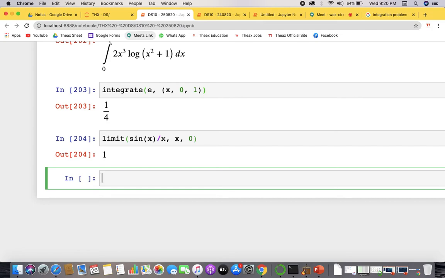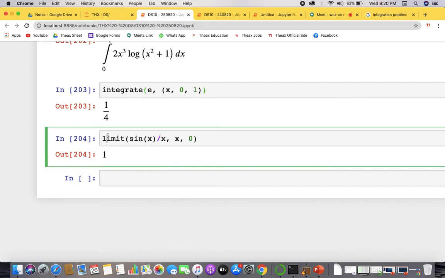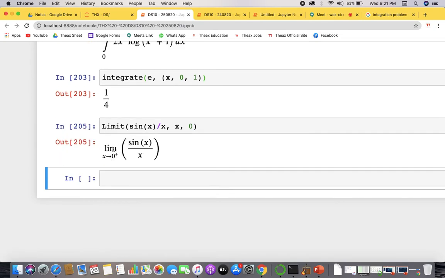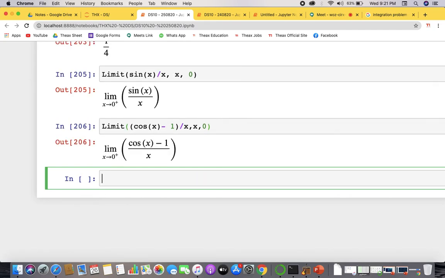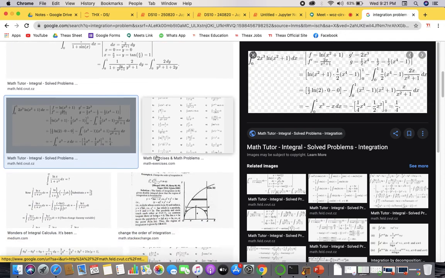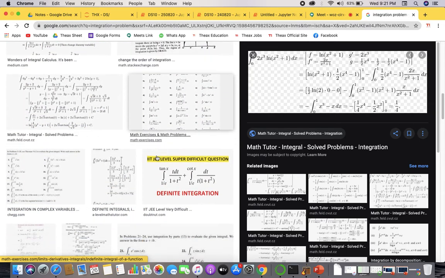You can even substitute the values to find all those things. If you want an expression, you can write a capital L and find the limit of x tending to 0 of sin x by x. And if you want to express your terms as, let's say, cos x minus 1 divided by x, you want the limit of x tending to 0. That has been done. So any difficult problems of integration can be solved within one line, right?